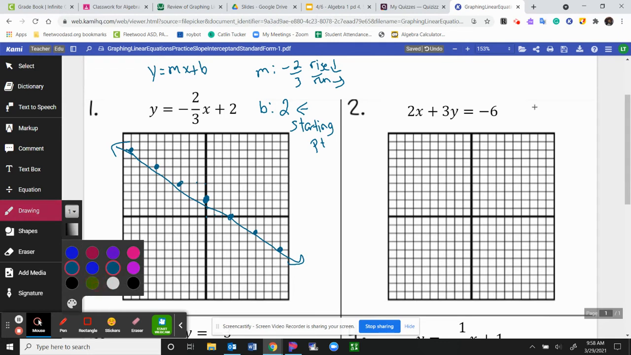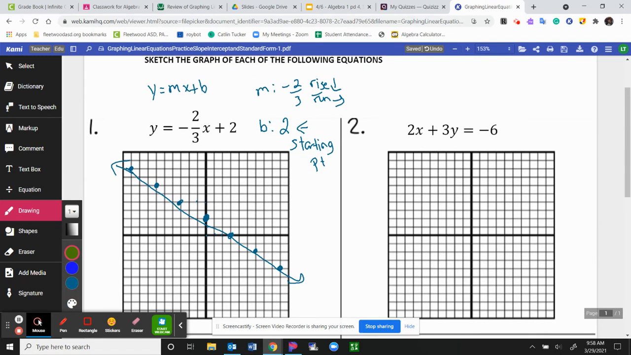Okay, moving on to our next one, 2x plus 3y equals negative 6. So you can see here, guys, this is not in slope-intercept form. So we need to do some work here before we can actually graph it. If I have my equation here, the goal is to get it into slope-intercept form. So I need to get the y by itself. So my y is going to stay. I need to move everything else. So I need to subtract my 2x first.